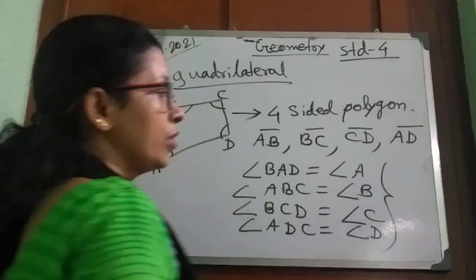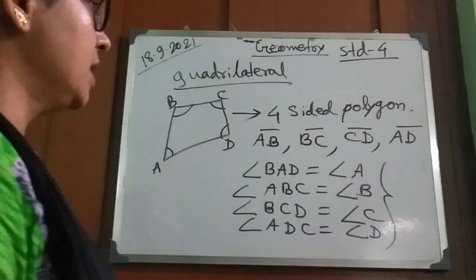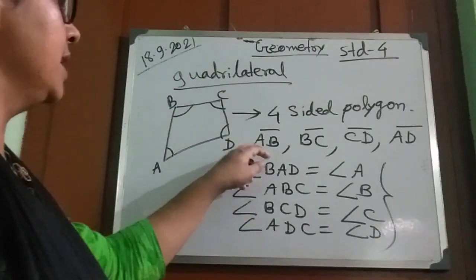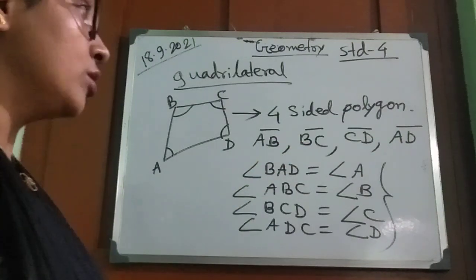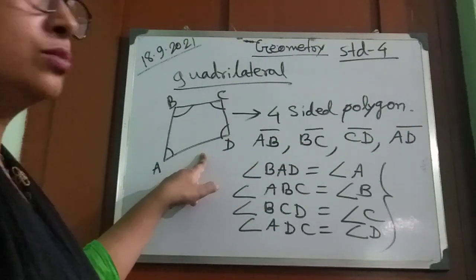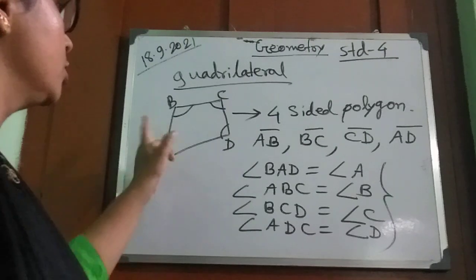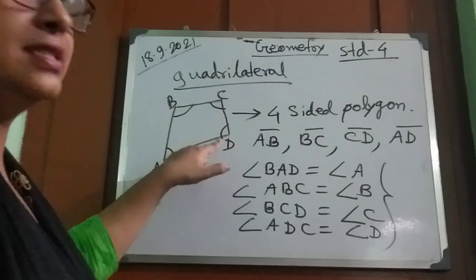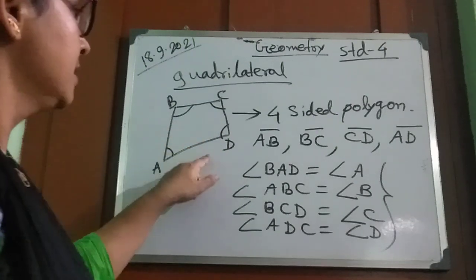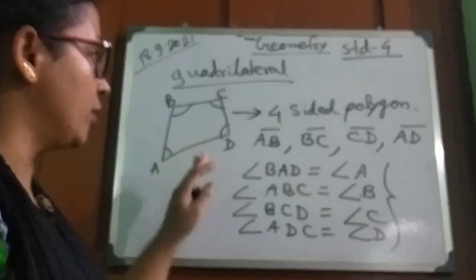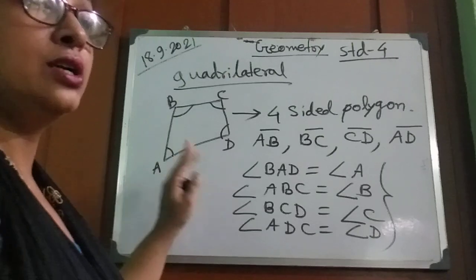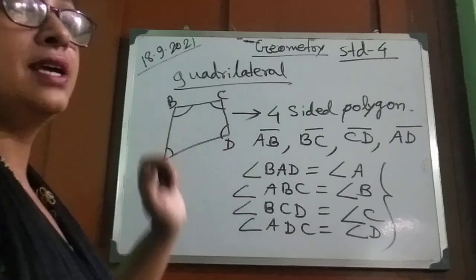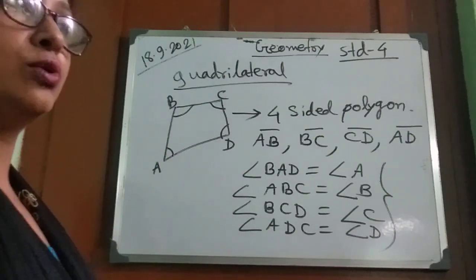These are the four angles or four corners of the quadrilateral, and these are the four sides of the quadrilateral, and here also four vertices. Which are the vertices? A, B, C, D. These are the four vertices. So from this we can say a quadrilateral has how many parts? Eight parts: 4 sides and 4 corners or 4 angles.